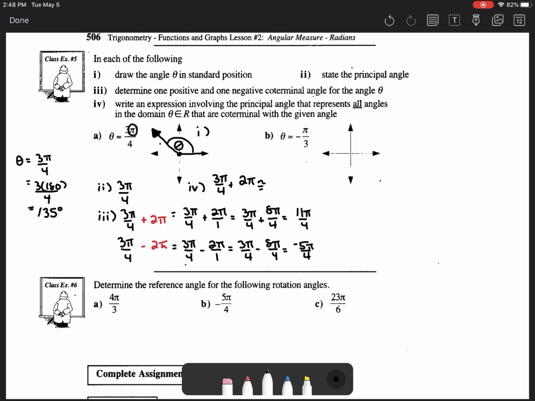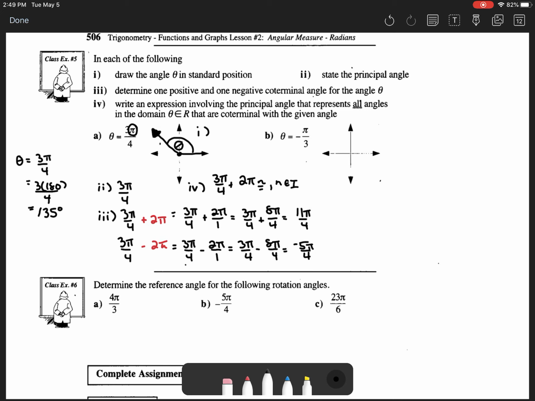Yesterday was 360 degrees n, now it's 2 pi n, comma, and again we state n as an element of the integers, meaning those rotations have to be full rotations. It can't be 1.5 rotations or 2.63 rotations. They have to be full rotations. So there's question A in this class example 5.